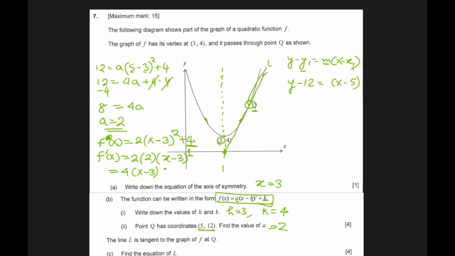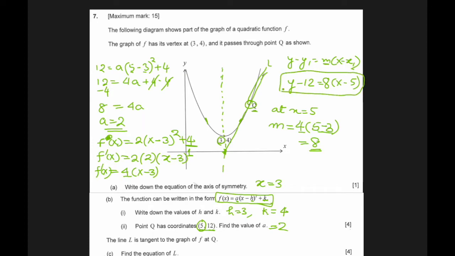This is the general gradient of any tangent to this curve, but we want the tangent at x equal to 5, because Q has x coordinate 5. So at x equal to 5, the gradient, which is dy over dx or f'(x), is 4 times (5 minus 3), which is 4 times 2, so 8. That makes sense. It is going up and its gradient is 8. So m becomes 8 and this is the equation.